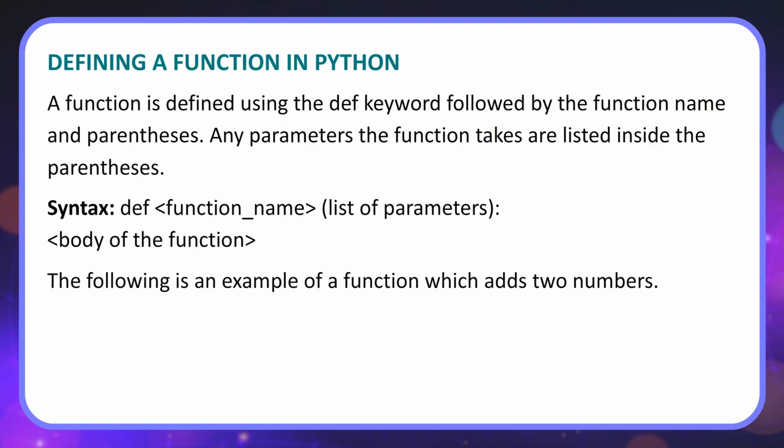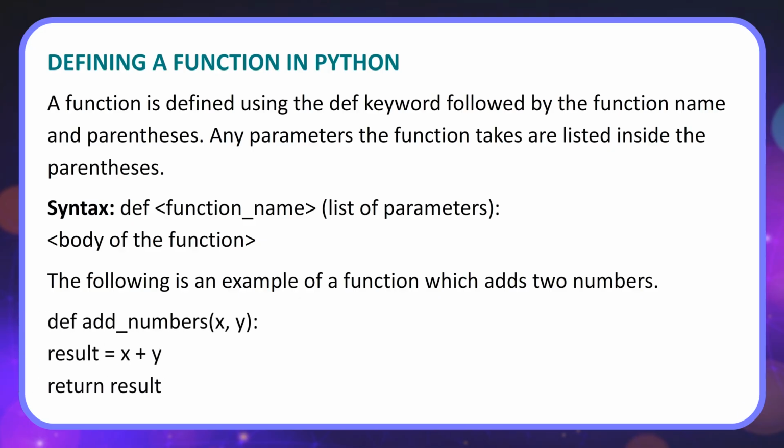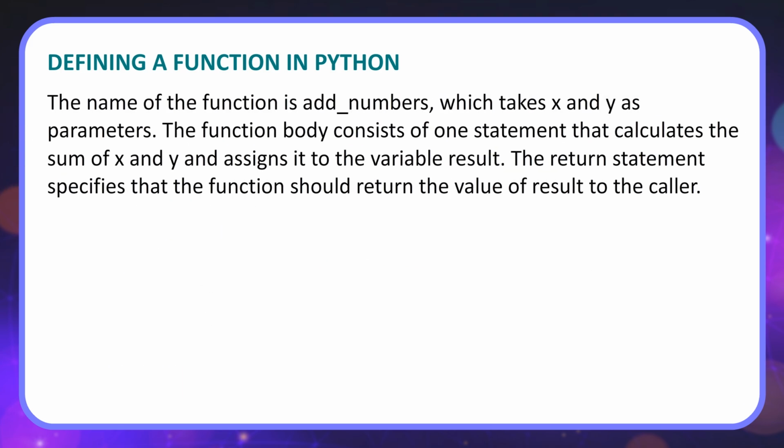The following is an example of a function which adds two numbers. def add_numbers(x, y): result = x + y; return result. The name of the function is add_numbers, which takes x and y as parameters. The function body consists of one statement that calculates the sum of x and y and assigns it to the variable result. The return statement specifies that the function should return the value of result to the caller.